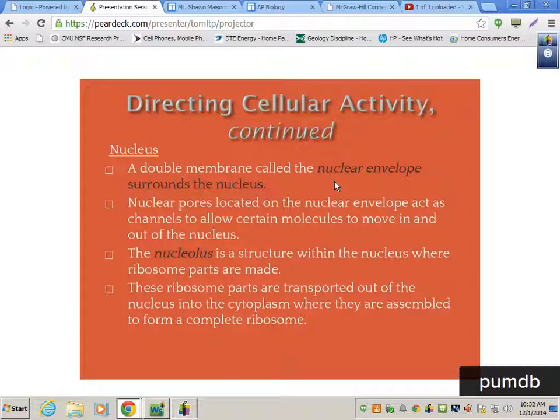And these ribosome parts are transported out of the nucleus into the cytoplasm where they are assembled to form a complete ribosome. So that means there's two parts of every ribosome. There's a large subunit and a small subunit, and they come together outside in the cytoplasm so that you can make proteins. But those two subunits are made inside of the nucleus, and then they're shipped out through a pore. Once they get out, they assemble, and then they're waiting for their RNA message to make a protein.